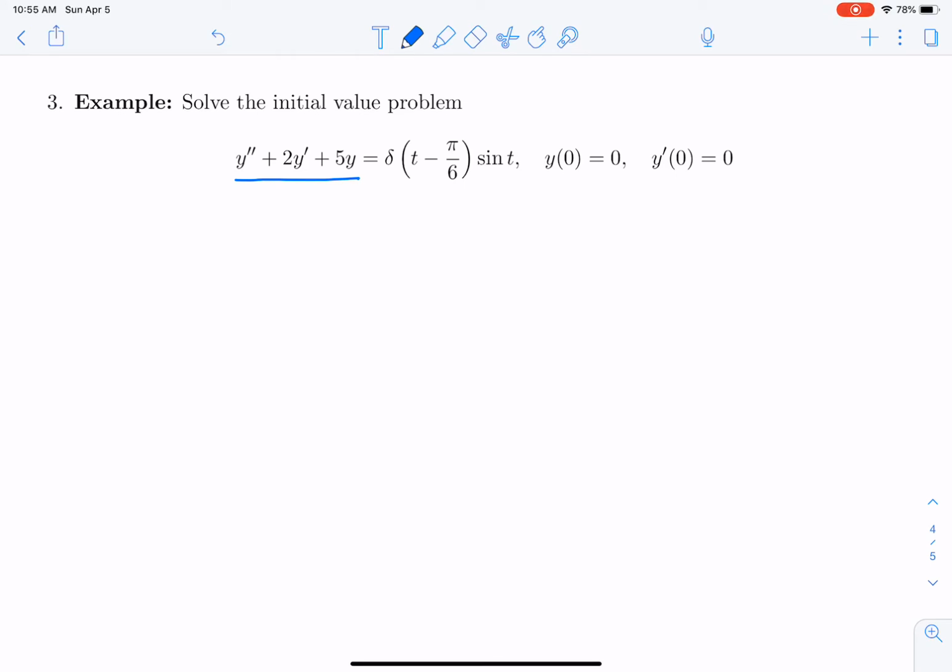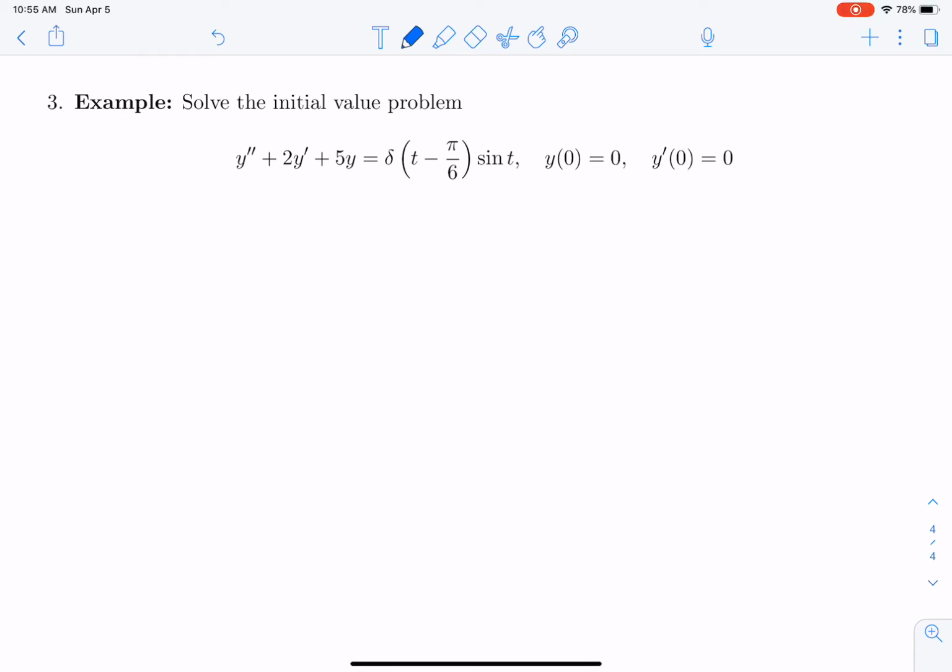So initially there's going to be nothing to this system. It's going to be at rest. Okay, it's going to start at 0. There's going to be no initial velocity. So we're just going to wait until t equals pi over 6. And then we're going to hit that mass as strong as we possibly can for as short a time as we can at pi over 6. And then watch what happens.